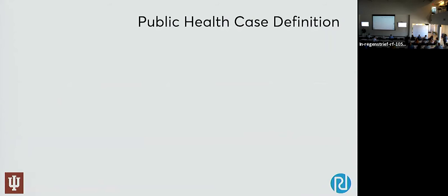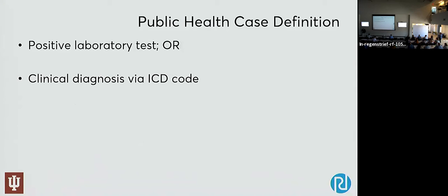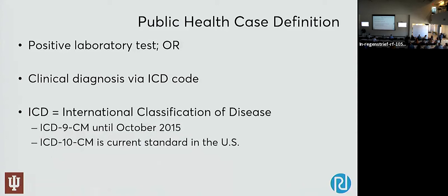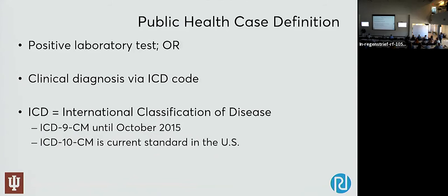And that leads, in public health, CDC and CSTE, the Council of State and Territorial Epidemiologists, to come up with strict case definitions. In the case of chlamydia, it's a positive lab test or a clinical diagnosis via an International Classification of Disease code. ICD version 9 was used until October of 2015 in the United States. And then in October, we switched to ICD version 10. Just for those of you who are internationally minded, version 11 is out and Europe is already using it.